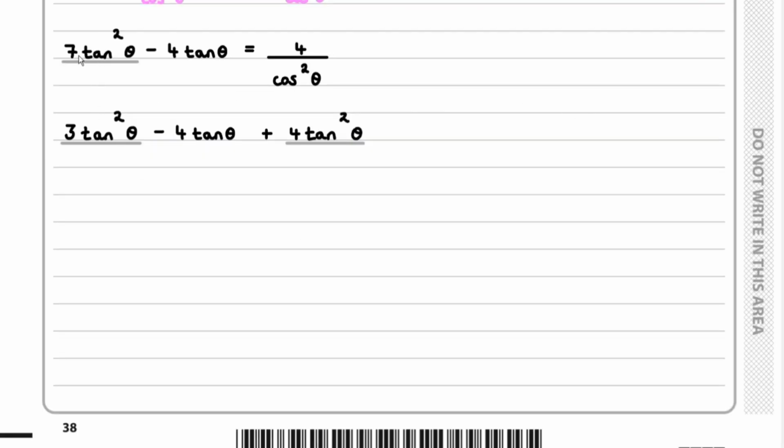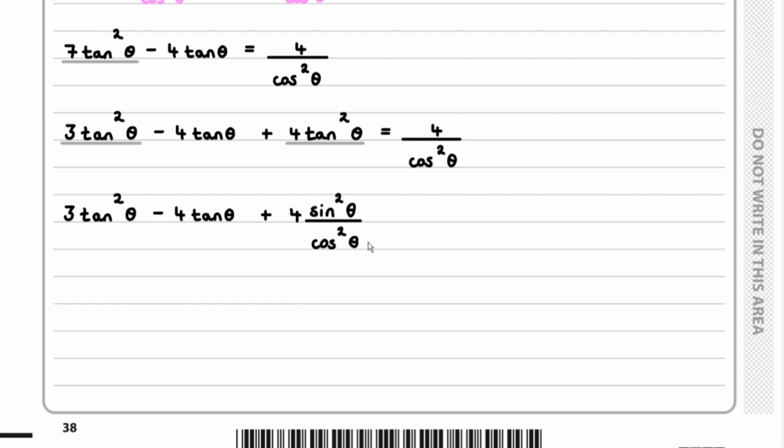On the left hand side we can rewrite 7 tan squared theta as 3 tan squared theta plus 4 tan squared theta, and then the negative 4 tan theta remains as it is. And on the right hand side we still have the 4 over cos squared theta. So let's simplify this even further. Well, we have 3 tan squared theta, then we subtract from this 4 tan theta, and this 4 tan squared theta we can rewrite as 4 sine squared theta over cos squared theta, and this is equal to 4 over cos squared theta.